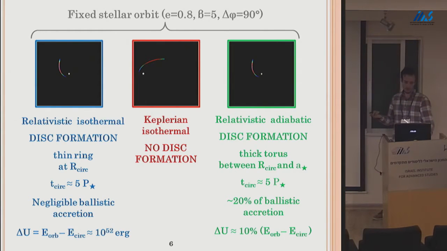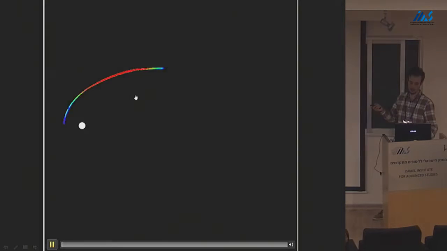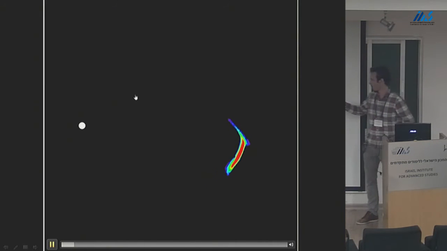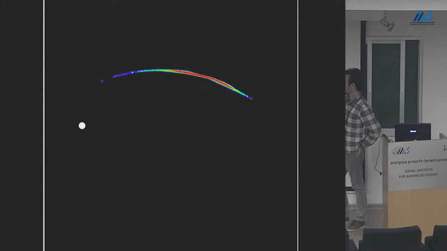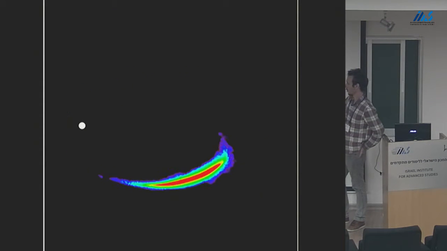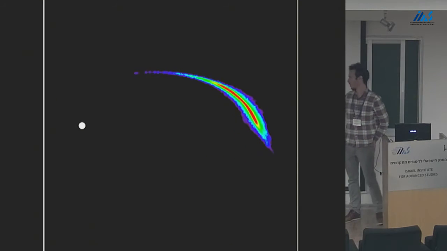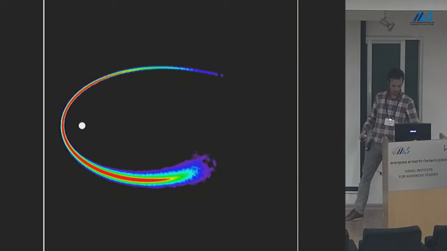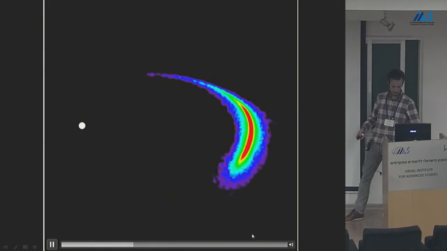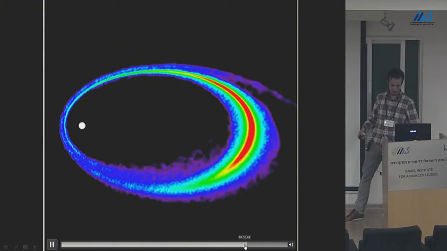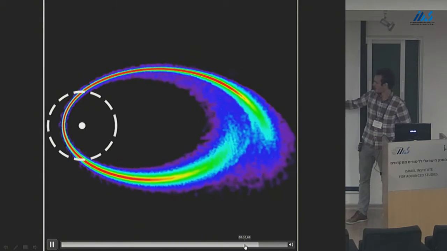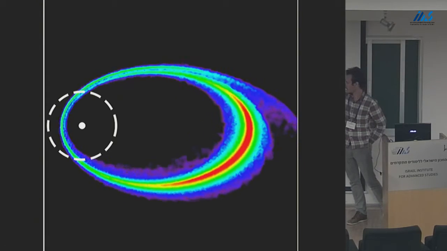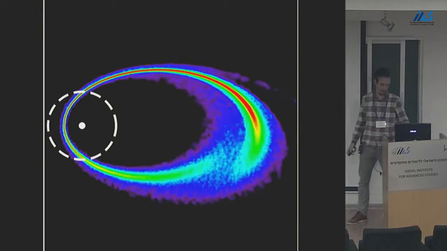Okay, now just to check whether apsidal precession is actually what drives circularization, I did the same simulation, but instead using a Keplerian potential. And in this case, as expected, there's no apsidal precession, therefore no intersection of the stream with itself, no shocks, and no energy loss from the gas. And so at the end of this simulation, there's the formation of this eccentric strip of gas that is well outside the circularization radius.